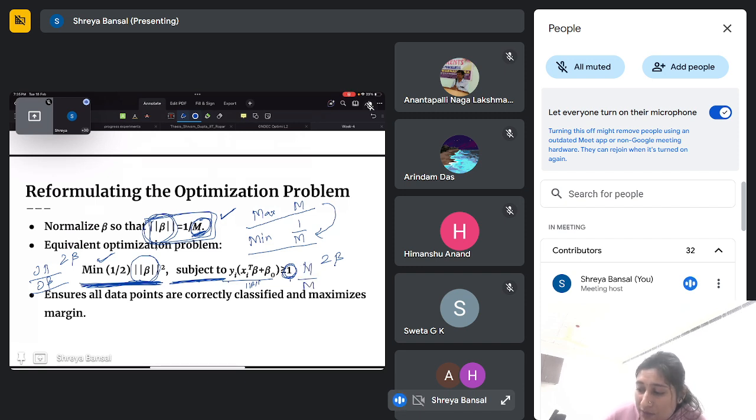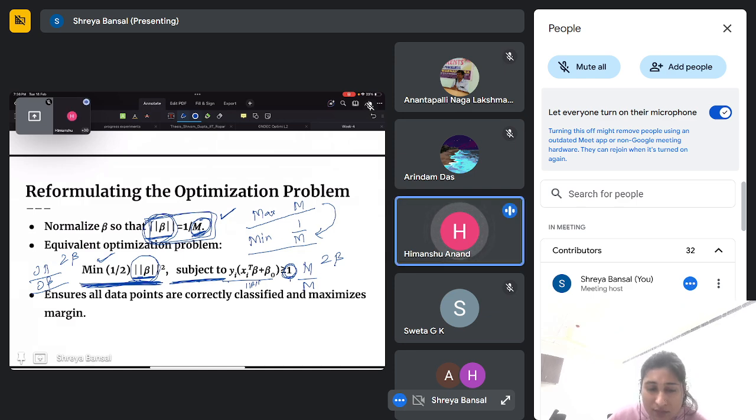Here this 1 by m is written as beta, and if I want to minimize beta, then beta square will also be minimized. Is it the same thing? Because they are proportional. And if I put half in front of it, it is also minimized, so it's not a big deal.